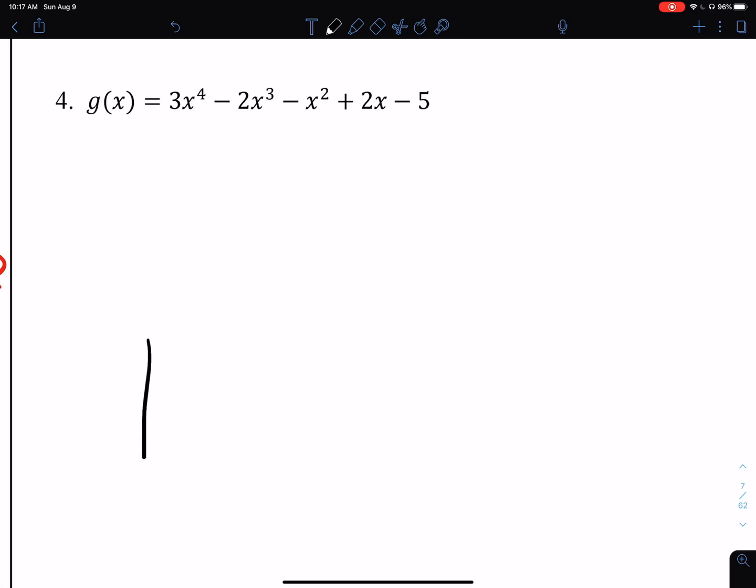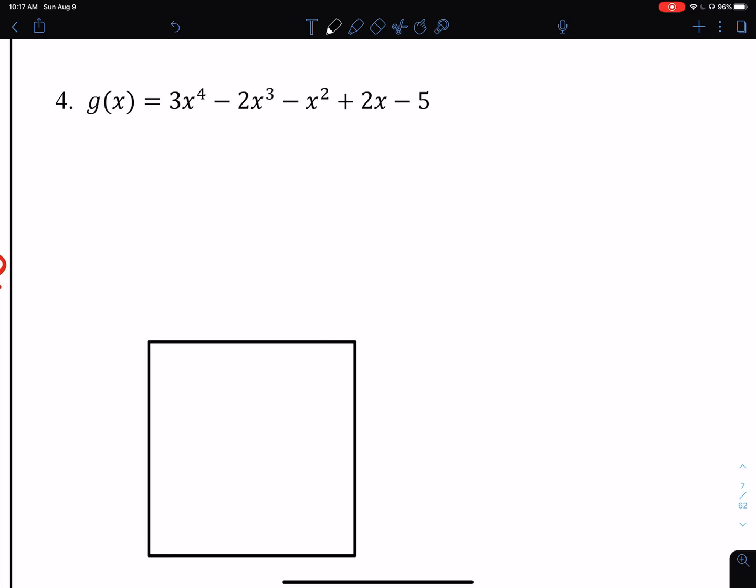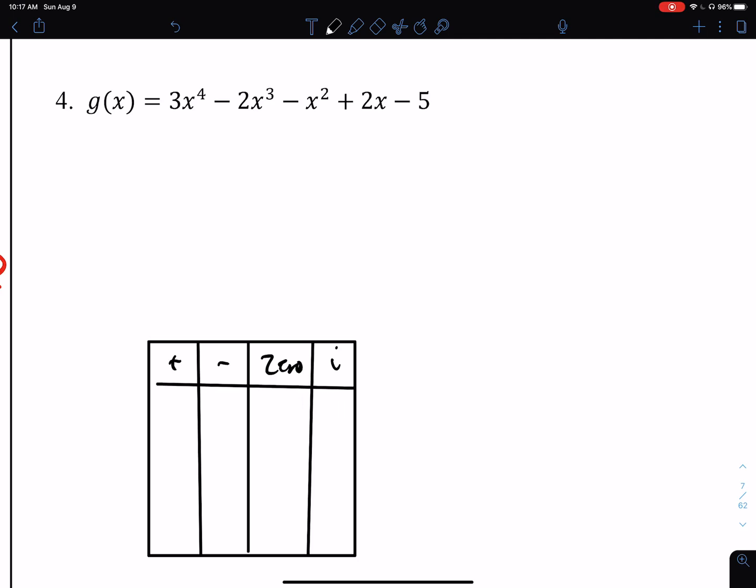See if I can make my work a little more succinct here. Positive. If I can cut out some extra work. Negative, 0, and imaginary. So we got 1 sign change, 3 sign changes. So positive could be 3 or 0. This is probably better if I just write it up here like this. I like this better.